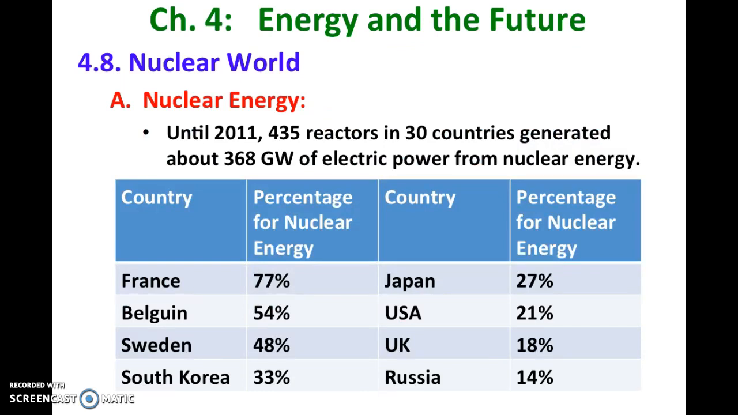Until 2010, 435 nuclear reactors in 30 countries generated about 368 gigawatts of electric power from nuclear energy. France generates 77% of its electricity from nuclear energy, and the USA 21%.